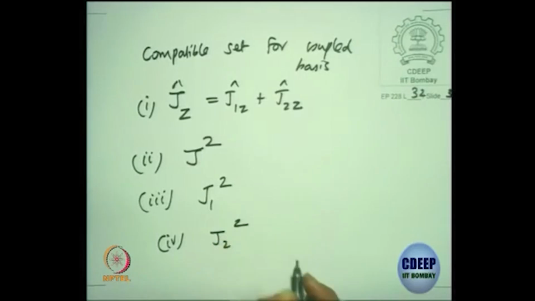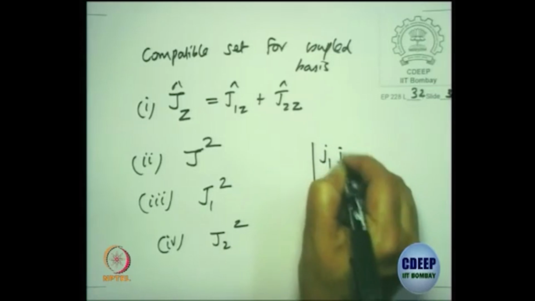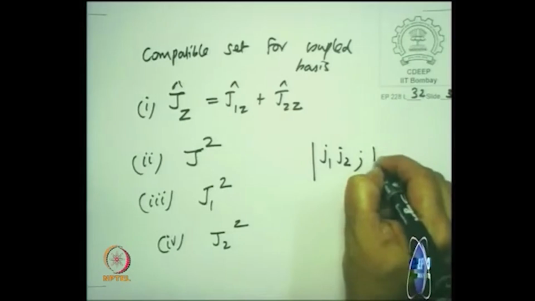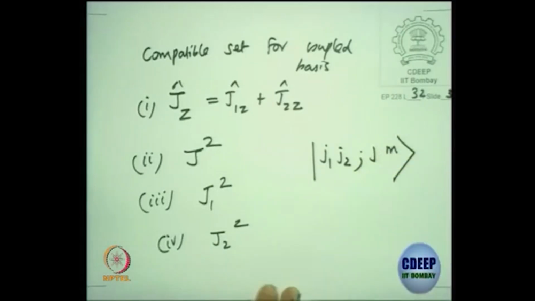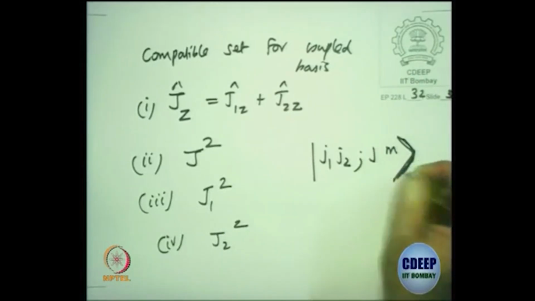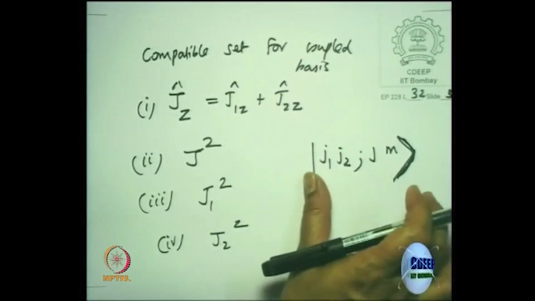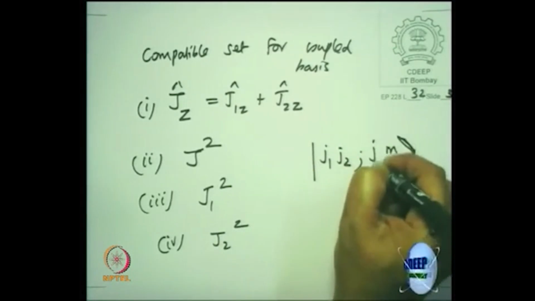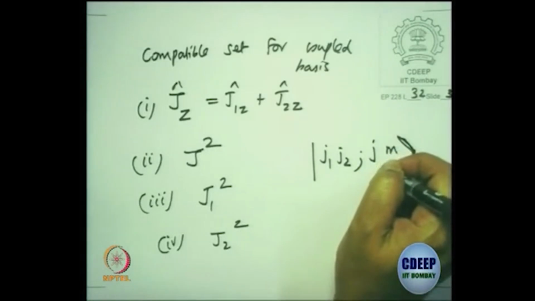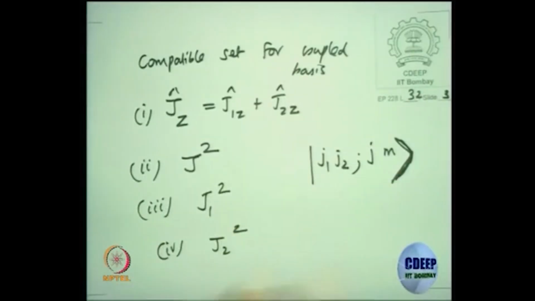And J2 squared. So you can write a compatible set here as J1, J2, semicolon, J and M. And just to remember that it is a coupled basis, I put a curve. It's not necessary, but as long as you remember, it's okay. This coupled basis cannot tell me exactly what the electron's magnetic quantum number is and what the proton's magnetic quantum number is, but it will tell me the total one. So that is why it's called coupled.